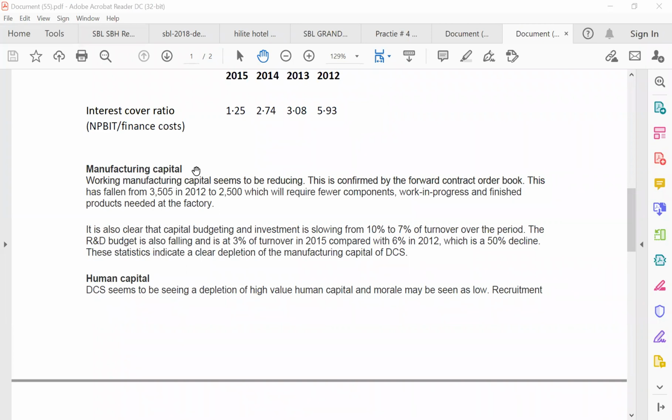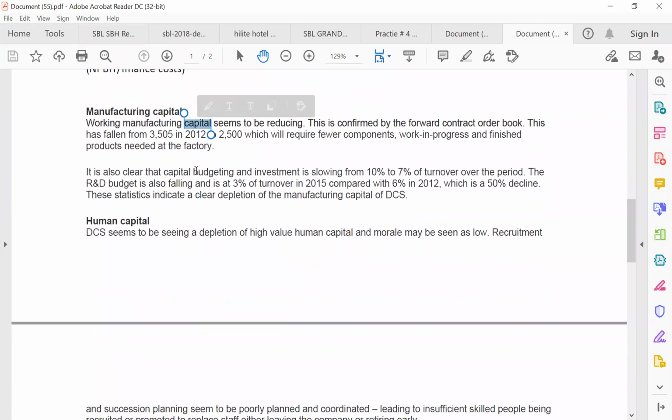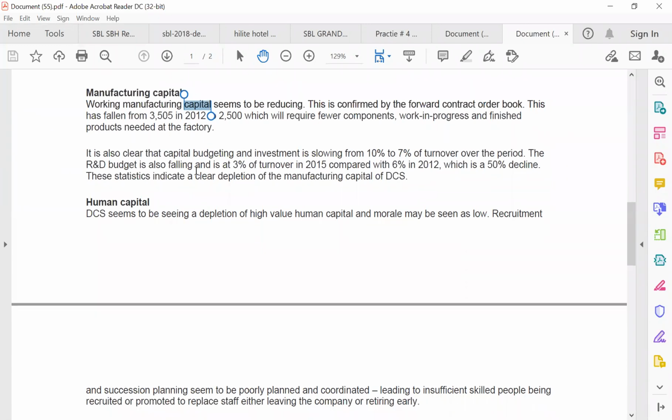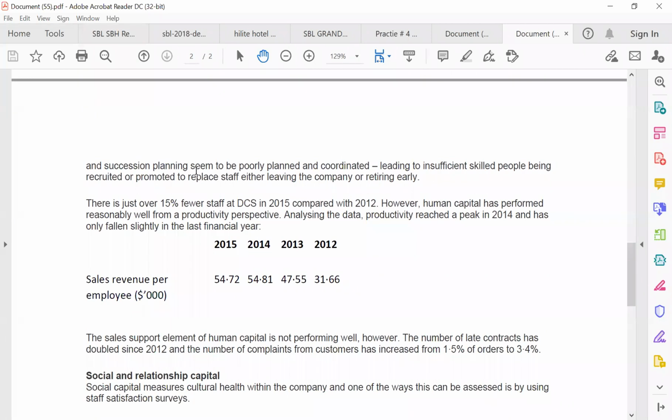Now, what do you mean by human capital? DCS seems to be seeing a depletion of high value human capital, and morale may have been very low. Recruitment and succession planning seems to be poorly planned and coordinated. Now, you must be seeing that I am writing all the pros and cons in this question, leading to insufficient skilled people being recruited or promoted to replace staff either leaving the company or retiring early. There is just over 15% fewer staff at DCS company in 2015 as compared with 2012.